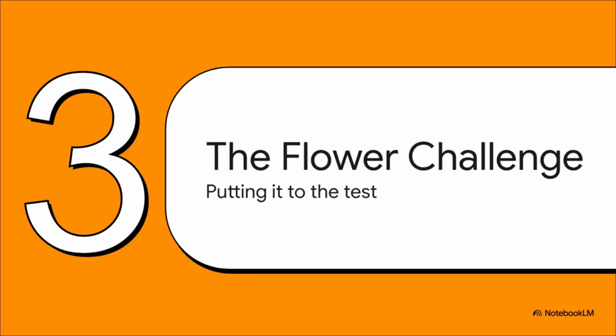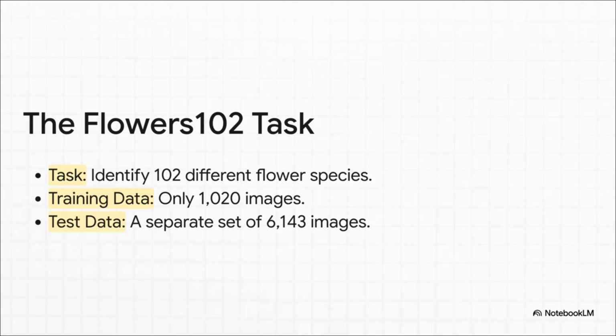All right, enough theory. Let's make this way more concrete and actually see how it works in practice. And for that, we've got a great example: teaching an AI to identify different species of flowers. Okay, so here's the setup for our challenge. The AI's job, it has to learn how to correctly identify 102 different species of flowers. But here's the real kicker, the challenge. It only has about 1,000 images to learn from. That's like 10 pictures for each type of flower?